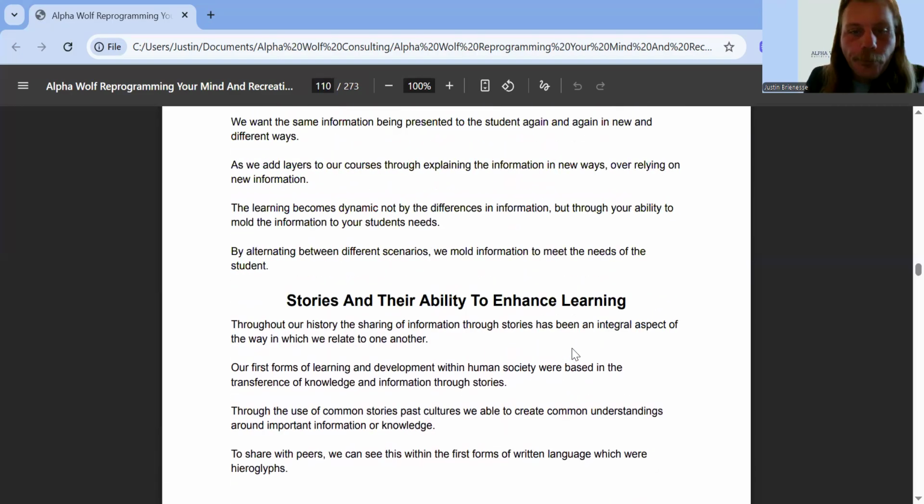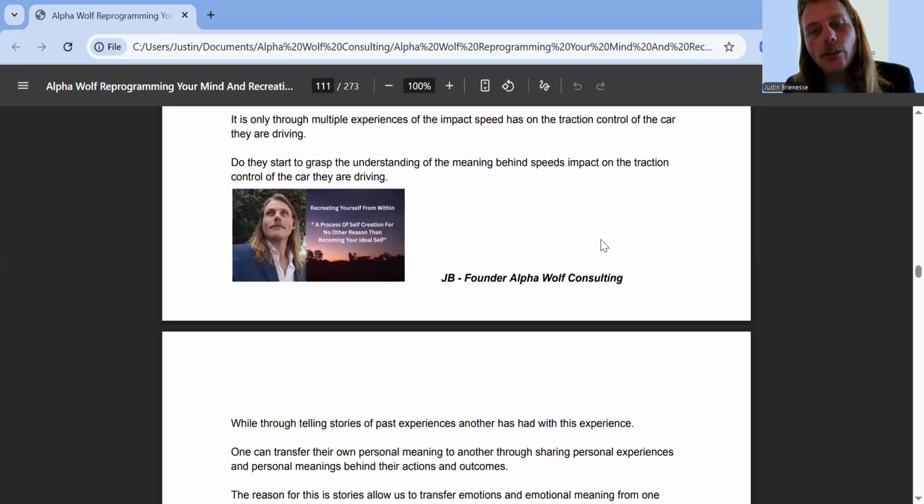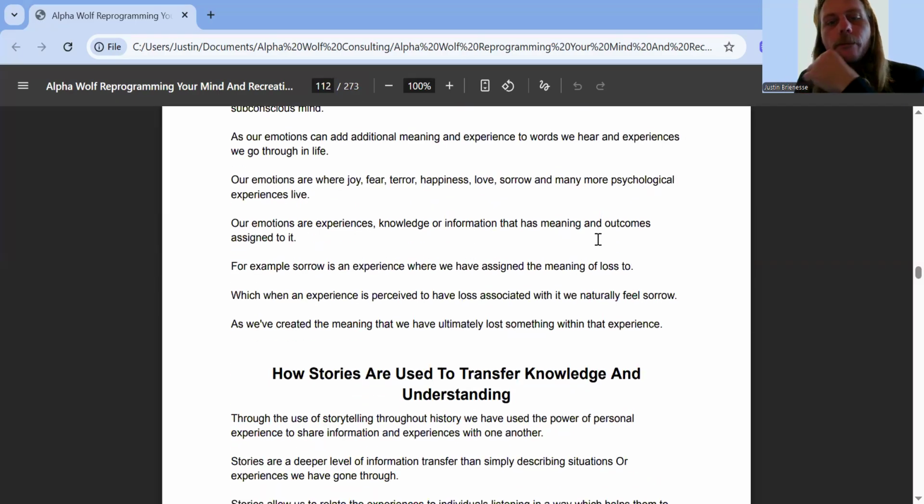And then basically the next area we're going to cover in this course is stories and their ability to enhance learning. So, understanding how the use of storytelling or analogies allow us to transfer different experiences or experiential understanding with theoretical understanding. Do you sort of get it? How we use stories to amplify or enhance how someone perceives what we are explaining to them, what we are telling them, and what we are teaching them.